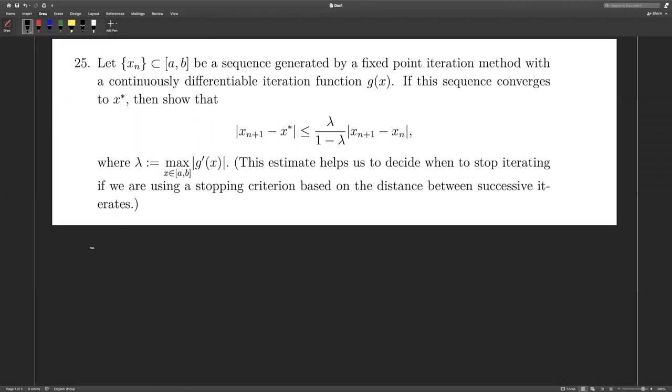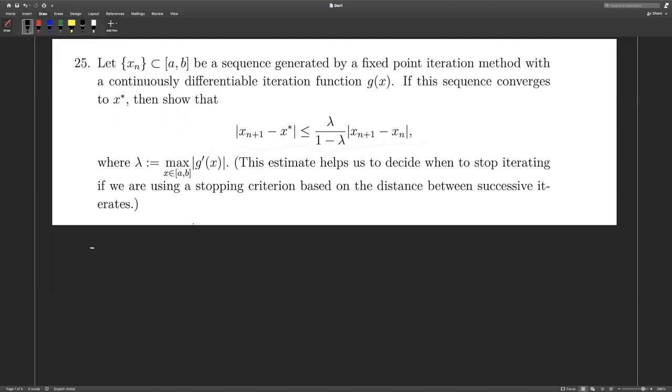Next, let us consider the 25th problem. You have a sequence generated by a fixed point iteration method with a continuously differentiable iteration function g. If this sequence converges, then we have to show this inequality, where lambda is the maximum of g dash of x in the interval ab.